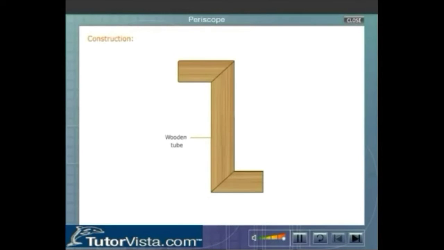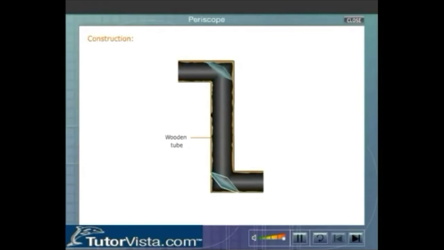Construction. It consists of a long tube bent at right angles twice, as shown in the figure. Two mirrors are fixed in the tube at an angle of 45 degrees near the two openings of the tube. The two mirrors are facing each other and they direct the light from the object to the observer.